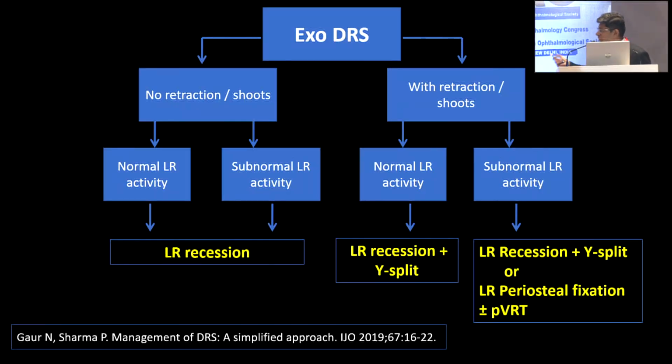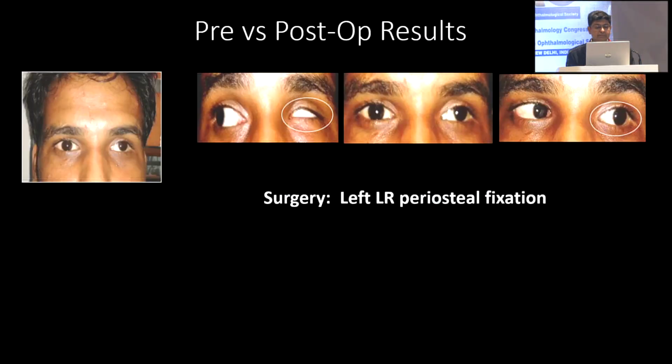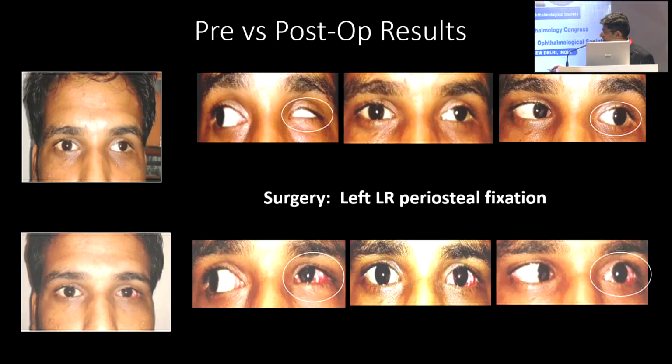I could probably do a periosteal fixation because I'm not really needing the LR, because it's not providing any abduction. So I'm not losing so much if I'm completely eliminating the LR. In this case, we did a periosteal fixation, and you can see good alignment and almost entirely the retraction and the abnormal movement is gone. Of course, you lose the abduction, which is there.